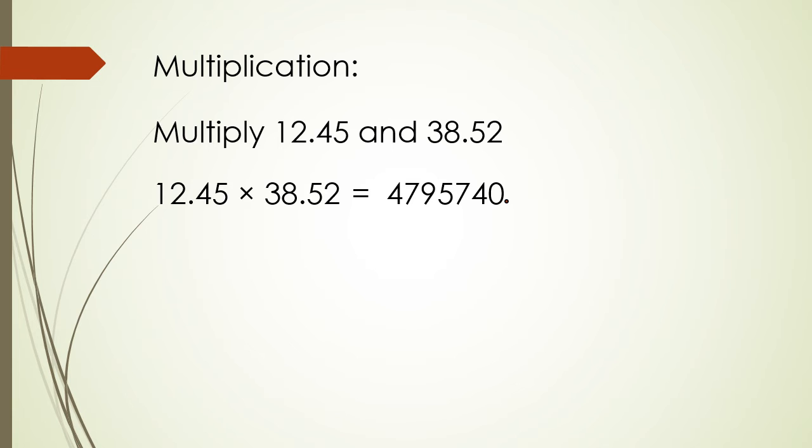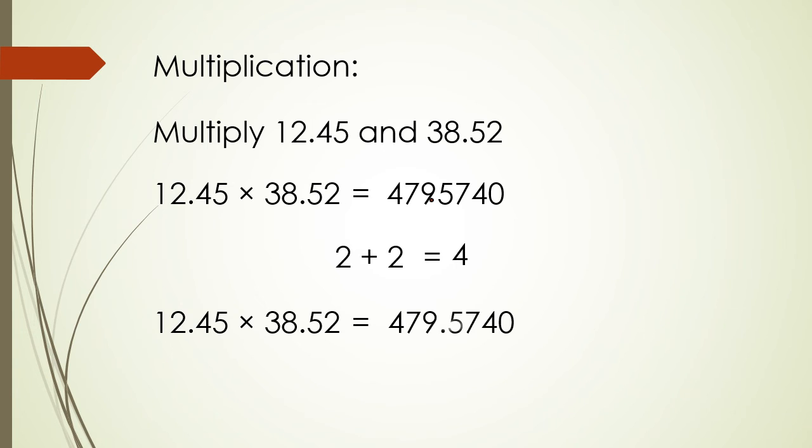Now place the decimal point. In 12.45 after the decimal point we have 2 digits. Similarly in 38.52 after the decimal point we have 2 digits, isn't it? Now add them. 2 plus 2 equals 4. That is, we want to move the decimal point 4 places from the right hand side to the left hand side. So while moving we get 1, 2, 3, 4, that is the final answer. Hence 12.45 into 38.52 is equal to 479.5740. Hence the sum.